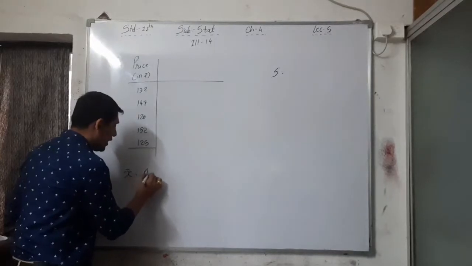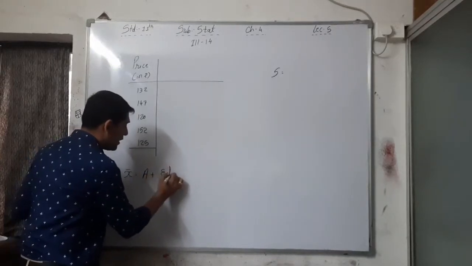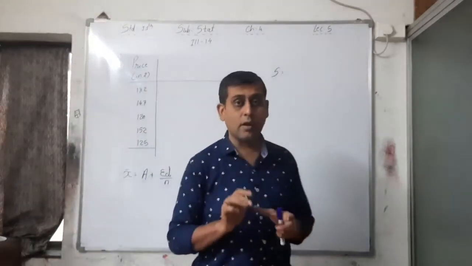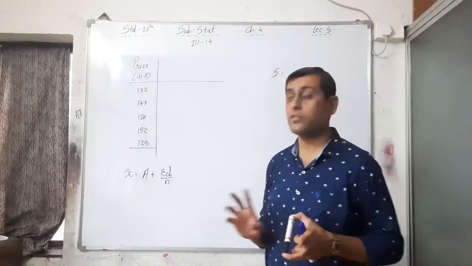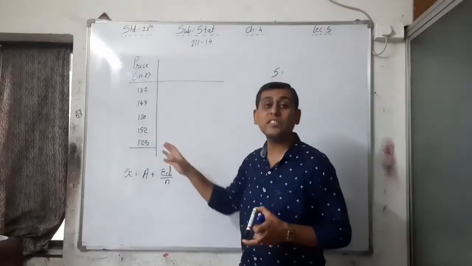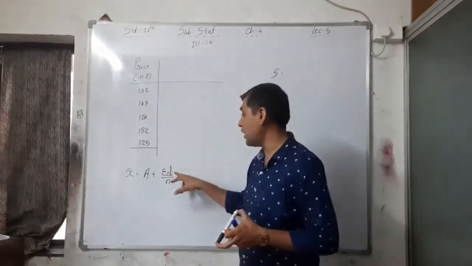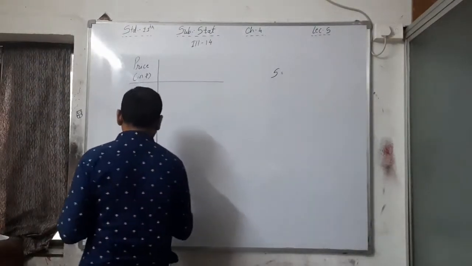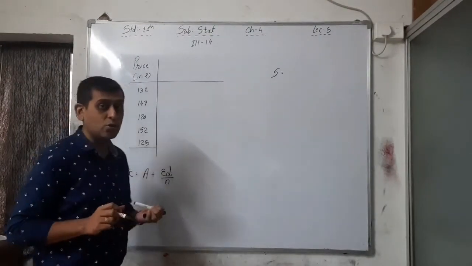X bar is equal to A plus sigma d upon n, right? Here we don't have to take f i d i because it is not grouped data. Frequency is not given, that's why we just take sigma d upon n. So what is your A? First of all, you have to assume A.